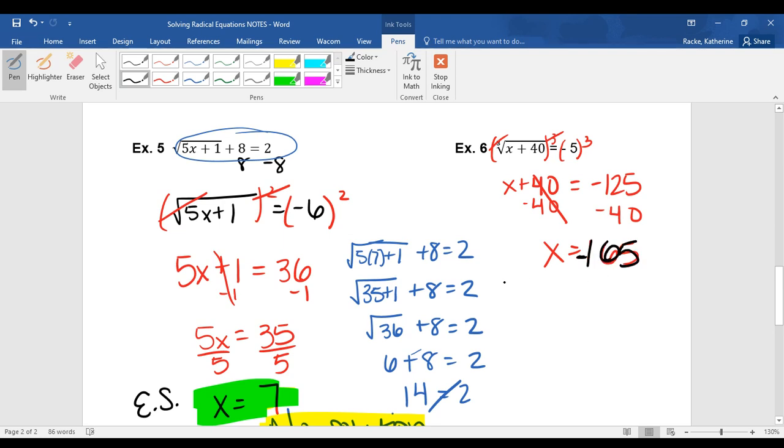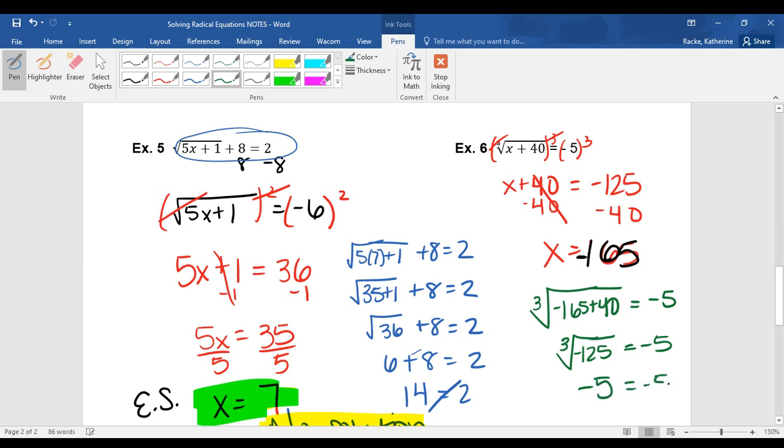Okay, now I need to take this and plug it back into my original equation to make sure it's not an extraneous solution. So the cube root of -165 plus 40, I need to make sure that equals -5. -165 plus 40 is going to give me -125. The cube root of -125 is -5. So that works out. So x equals -165 is a solution, okay?